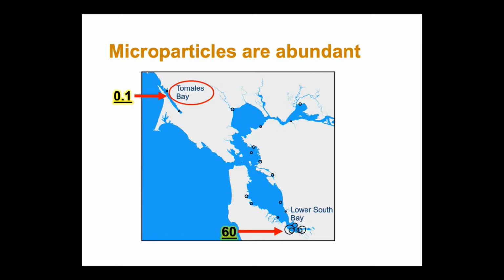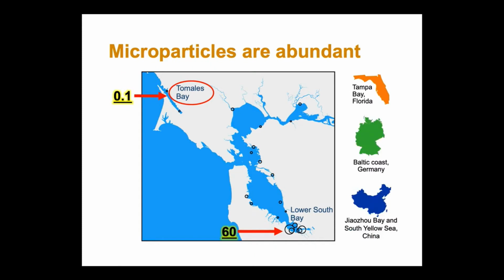And you can see this by the size of the circles. So the concentrations in the Lower South Bay were high, not only compared to San Francisco Bay itself, but also high compared to studies around the world where microplastic in sediment has been studied. So just to name a few examples of the other studies: Tampa Bay, Florida, Baltic Coast in Germany, as well as Jiuzhou Bay and South Yellow Sea in China.